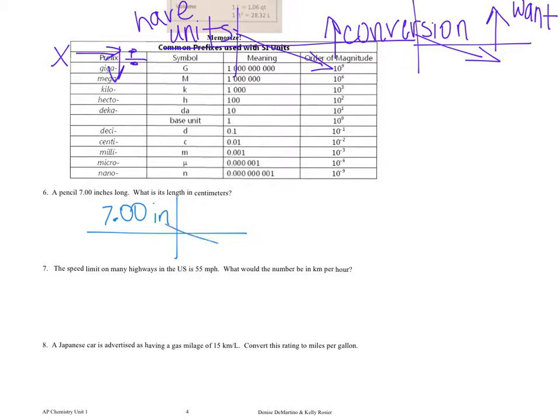I'm going to bring words down to the right. So I'm going to say inches down here, and I'm going to do a conversion. Is there a conversion between inches and centimeters? Yes. So I'm going to put centimeters up here. That conversion is that 1 inch is 2.54 centimeters. So this is an easy one. We're ready to solve. You just multiply across.